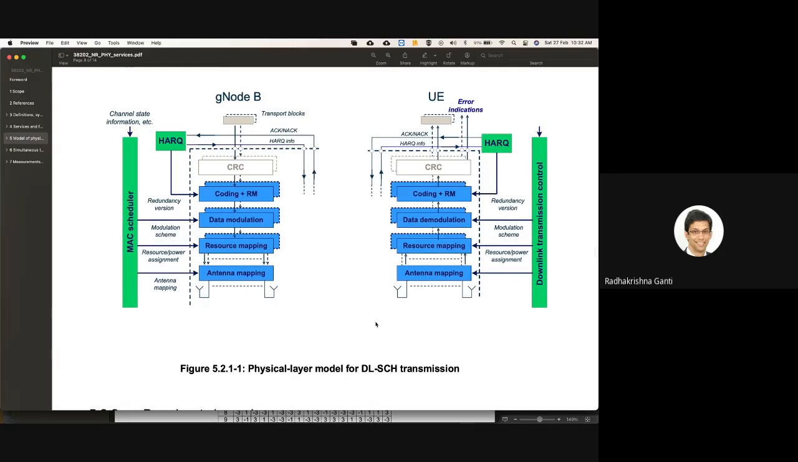Then they talk about the downlink shared channel. Okay, downlink shared channel, G node B is transmitting. So essentially you can see all the arrows pointing downwards and the UE is receiving them. Okay, this is a very, very similar diagram.